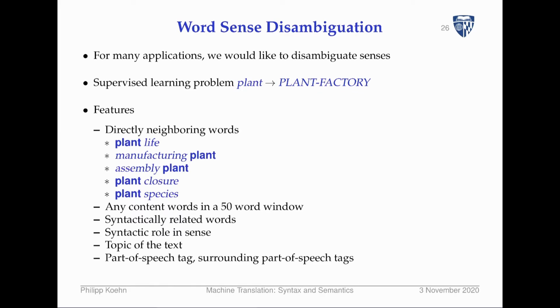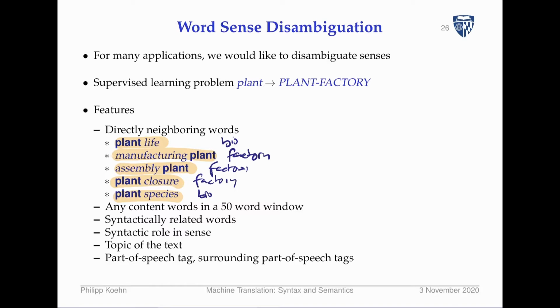So what are the features to do this? Well, you look at directly neighboring words, so plant life, manufacturing plant, assembly plant, plant closure, plant species. Already as a human, we can say, this is the bio meaning, and this is the factory meaning. This is the factory meaning. This is the factory meaning. This is the bio meaning. So we can often figure this out pretty straightforwardly.